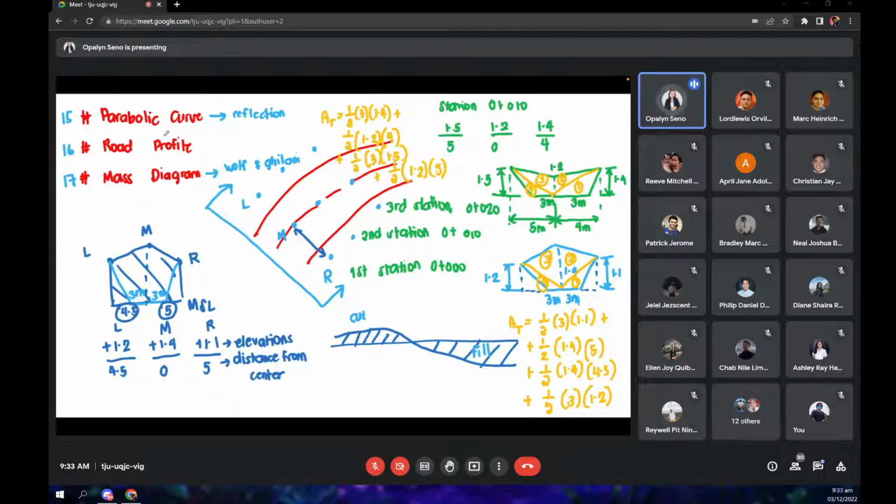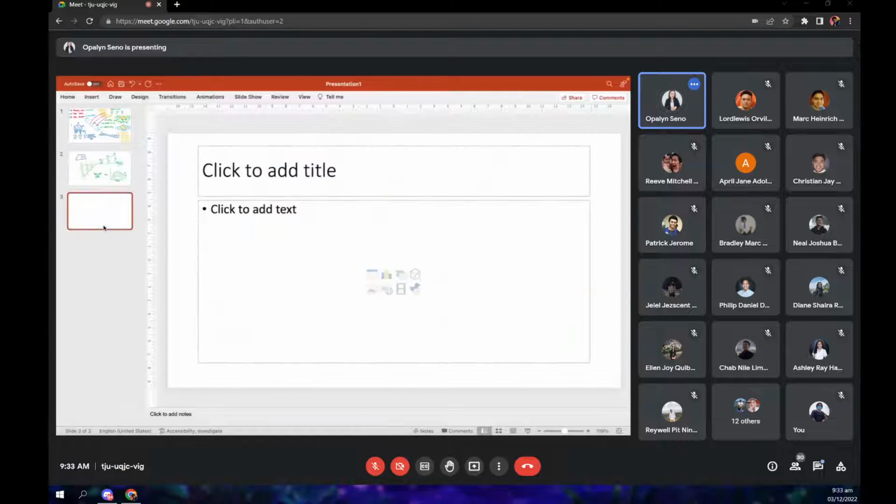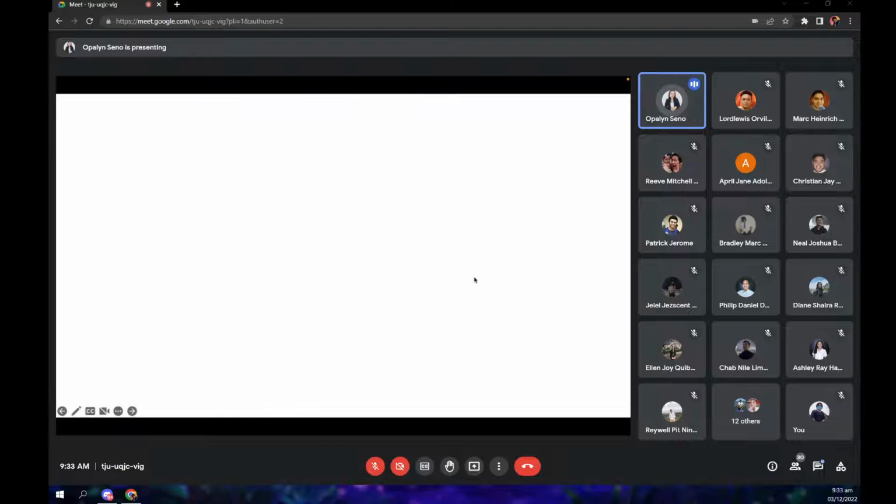Okay, for the mass diagram, you're going to get the mass of that road from station to station. Actually, the road profile and the mass diagram, you can do in one. It's like it's in one. The mass diagram is just, the word itself, mass. Okay? You can combine the mass diagram and road profile into one. So this is your proposed road. You take the volume of the next station.